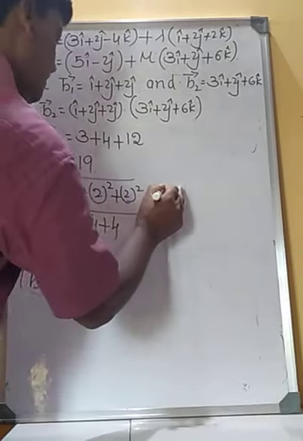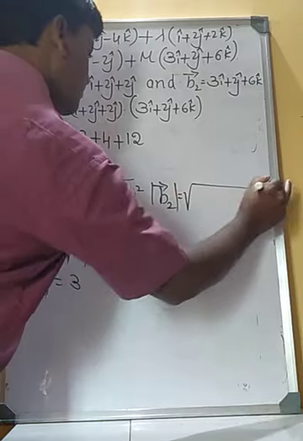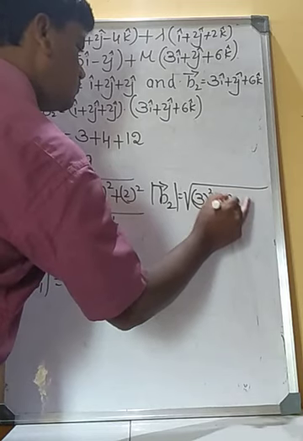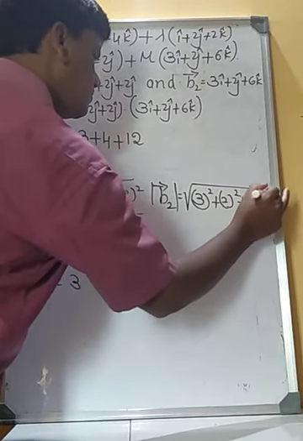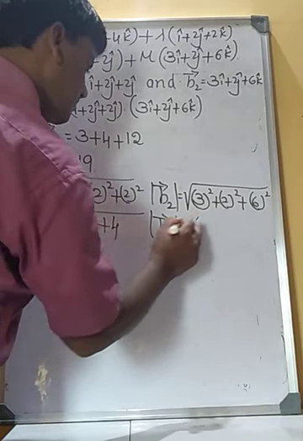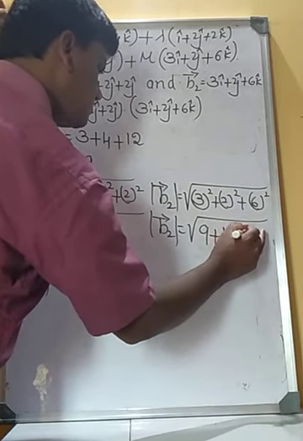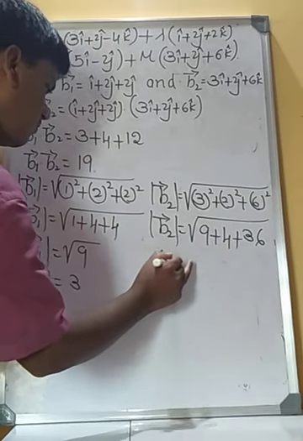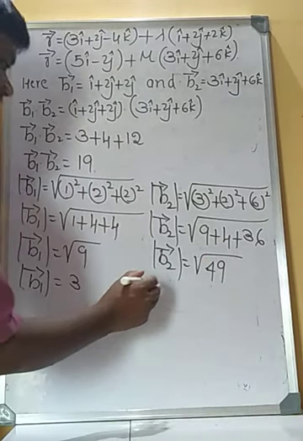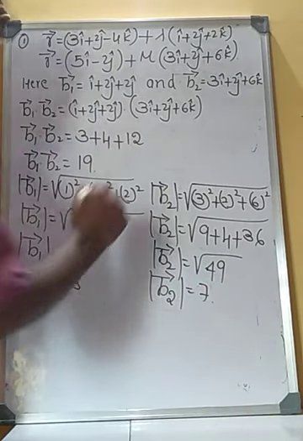Next find b2 vector magnitude, which is equal to root of 3 square plus 2 square plus 6 square. Therefore magnitude of b2 vector is equal to 9 plus 4 plus 36, which is root of 49. Therefore b2 vector magnitude is equal to 7.